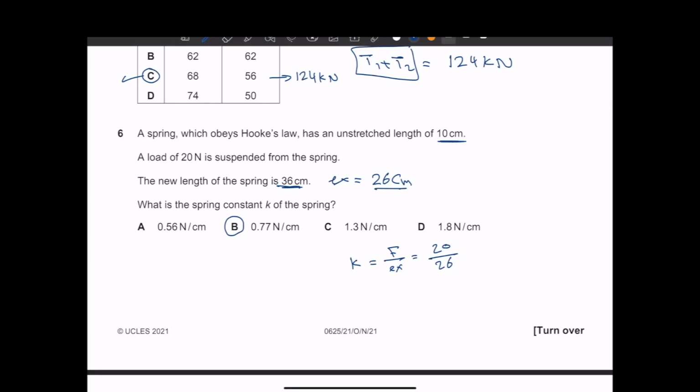I can expect that using mental math, because when I said 20 divided by 26, it cannot be 0.56, because there is not much difference between 20 and 26. But I can infer that it's a little bit smaller than 1, so I'm going to choose 0.77 directly without any further calculation.